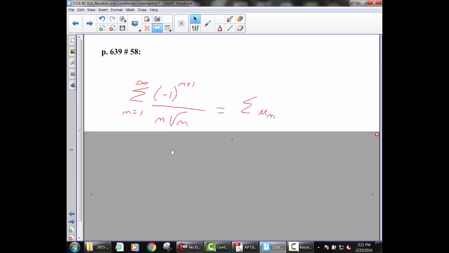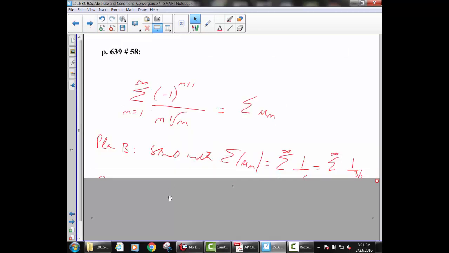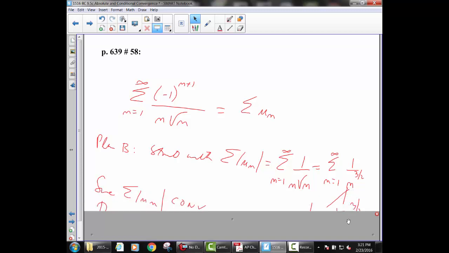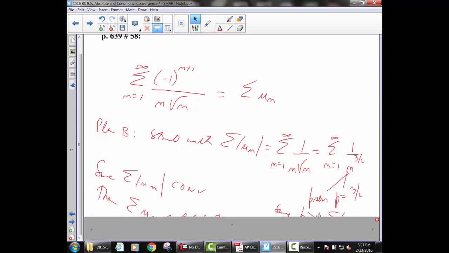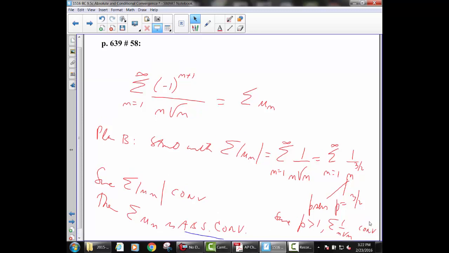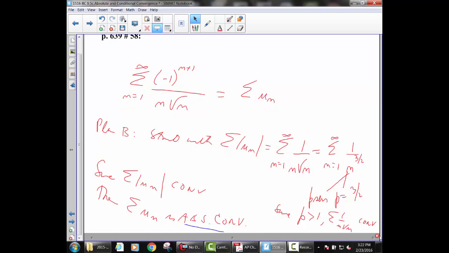Okay, number 58. So that's your u_n. I'm going to go with Plan B just to show you Plan B. So let's start with the absolute value of it. So the negative 1's gone. Of course, that simplifies down to a p-series. p is 3/2. Since p is bigger than 1, the series converges. So since the series of the absolute value of u_n is convergent, then the series of just u_n is absolutely convergent by that theorem that we saw.